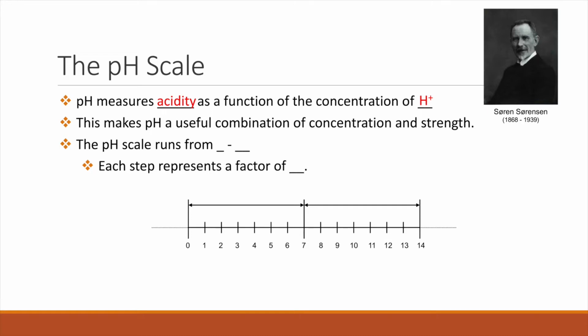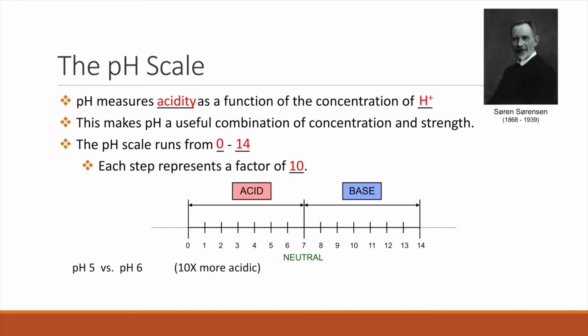So the pH scale runs from 0 to 14. Each step represents a factor of 10, and we're going to talk about why that is coming up. So looking at our pH scale 0 to 14, we've learned before that acids have a pH less than 7, so between 0 and 7. Bases are greater than 7, so they are between 7 and 14. Now, the actual pH 7 is neutral, right? That's our pure water.